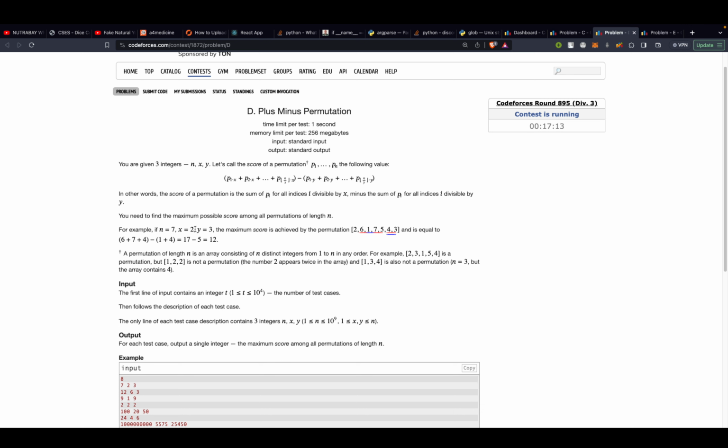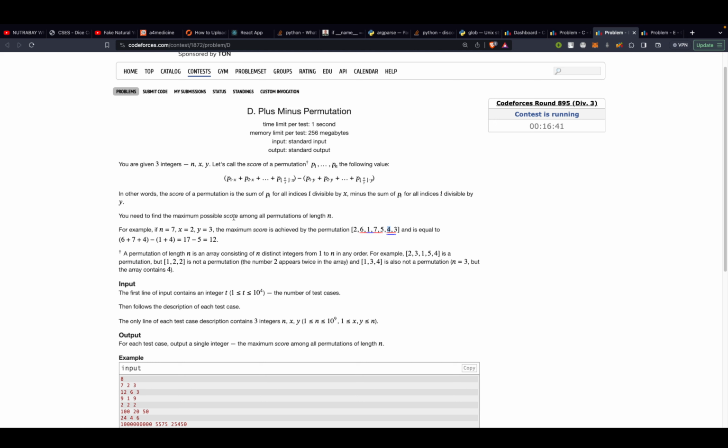For example, if your x is 2, then the multiples of 2 are 2, 4, 6, right? So this is at the second place, following one-based indexing, this is at the fourth place, this is at the sixth place. You'll add these numbers, and the positions occupied by numbers divisible by y, for example y is 3, so its multiples here are 3 and 6. So 1, 2, 3, that is 1, and 4, 5, 6, that is 4, would be subtracted, and we have to maximize the value.